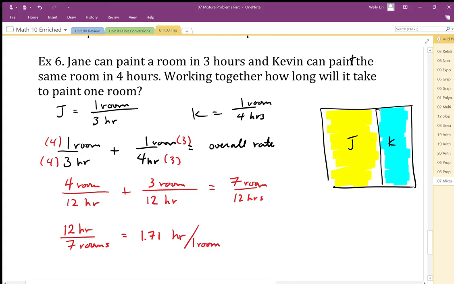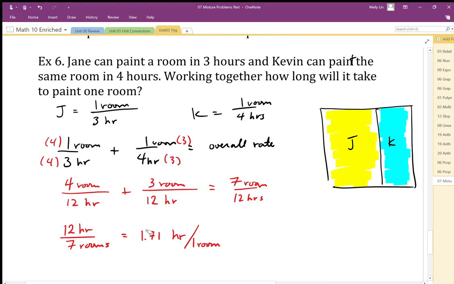And that makes sense because they're working together. Kevin's a little bit slower, so it's not going to take half the time. If they work at the same speed, it will take half the time. So it's going to be somewhere between 2 hours, which is if 2 Kevins worked, and 1.5 hours if 2 Janes work, and that looks like it's somewhere in between that.